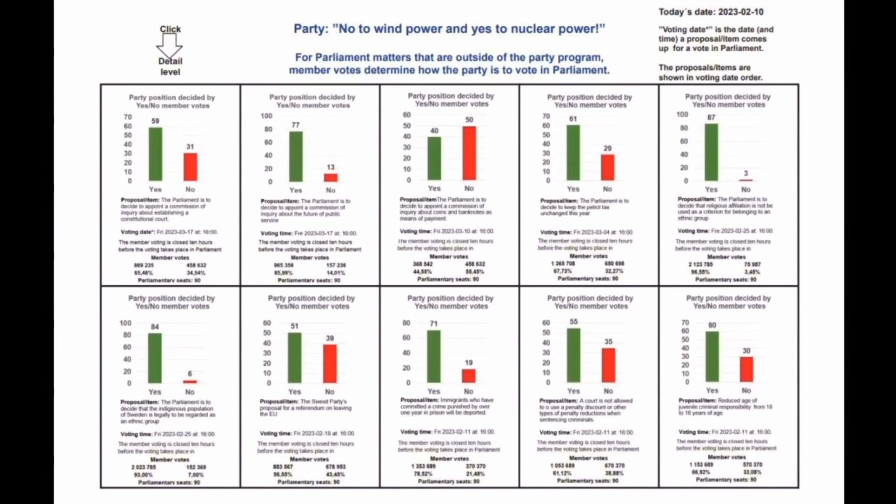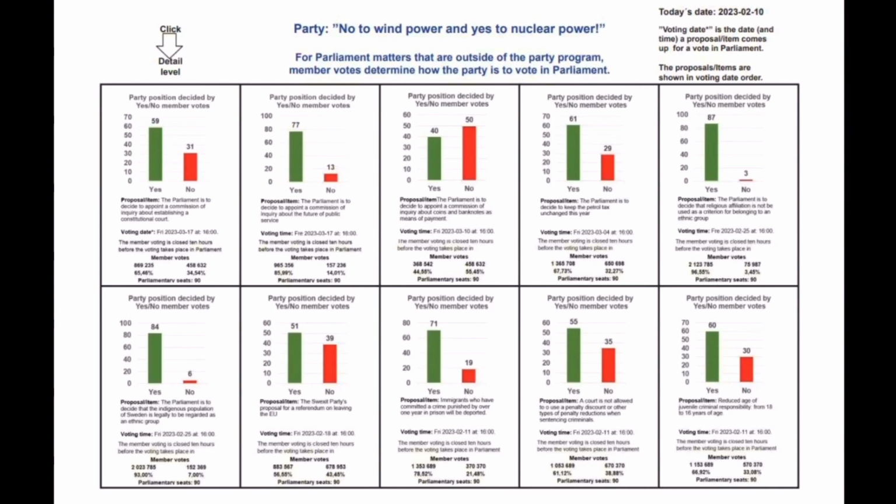You can see an overview of the 10 current issues that will come up for a vote in Parliament on the dates specified. Today it's February the 10th, and tomorrow on February the 11th, the 3 issues at the bottom right will come up for a vote at 4 p.m. And as you can see, these proposals or items are: immigrants who have committed a crime punished by over 1 year in prison will be deported.